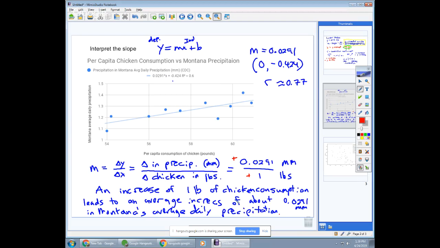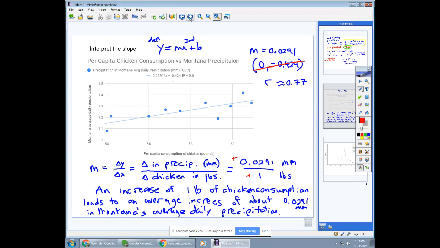And sometimes it's obvious which one is independent and which is dependent. Sometimes it's a matter of preference. The y-intercept here, by the way, that would be, let's see, if the US consumed no chicken per person, then Montana would have negative precipitation. Not sure what negative precipitation means, so I'm going to strike that and say, well, that doesn't seem to be meaningful. And again, what does the correlation coefficient mean? It means that there is some correlation, might even argue it's strong, between chicken consumption and Montana's average daily precipitation.